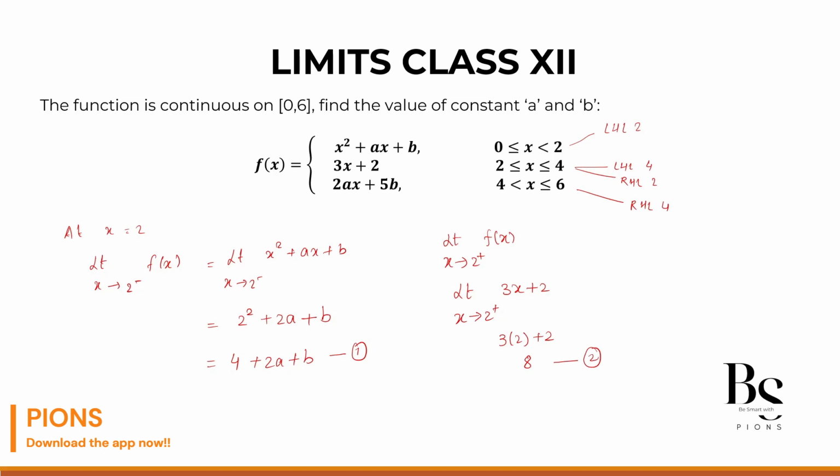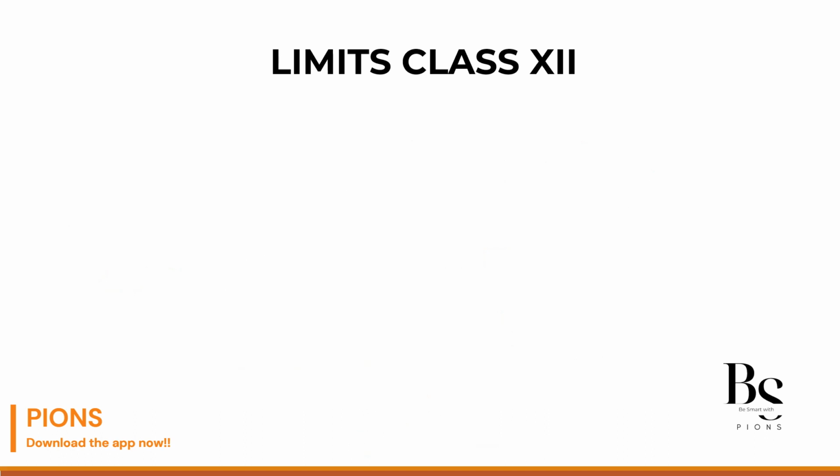Let's equate the left hand limit equal to right hand limit for equations 1 and 2. So we will get 4 plus 2a plus b, and that will be equal to 8. So 2a plus b must be equal to 8 minus 4. So 2a plus b must be equal to how much? 4. Equation number 3. Correct? Let's move to our 4. So x equal to 4.